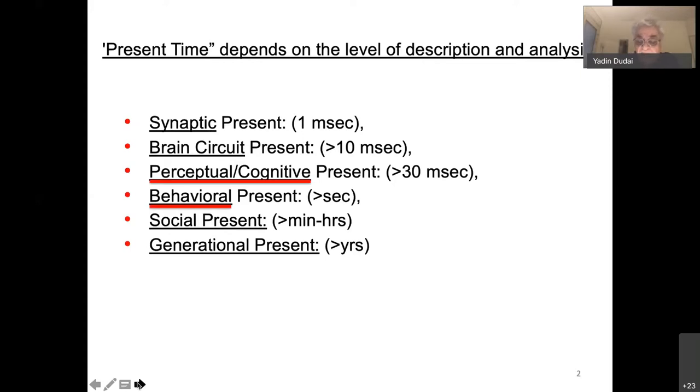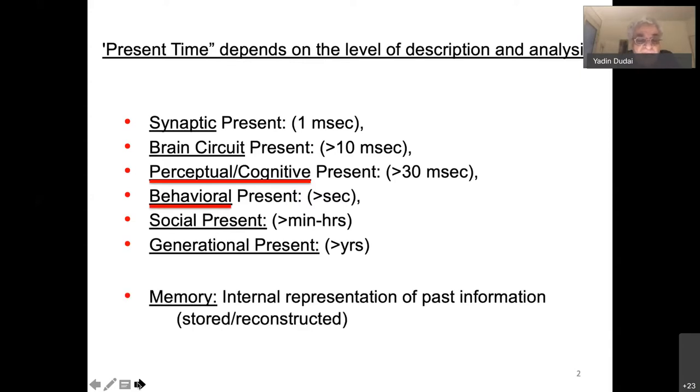In addition to that, one additional definition or sort of remark, since I talk from the point of view of an investigator that researches memory, I would like to give a very brief definition. Memory are, for me, internal representations of past information, which is either stored or can be reconstructed. So the important point here is that we are talking about recreation or reactivation of past information. This is very important, as we'll see in a few minutes.